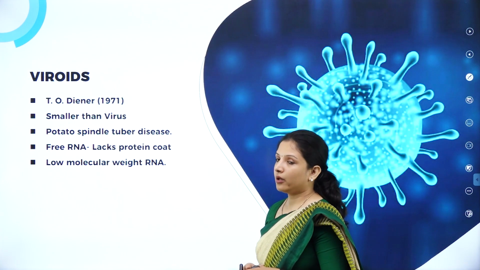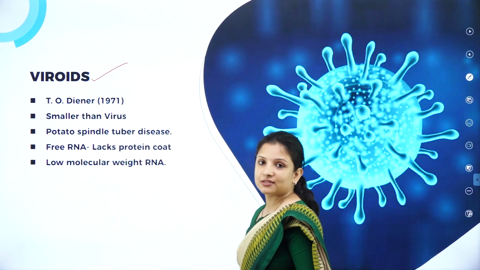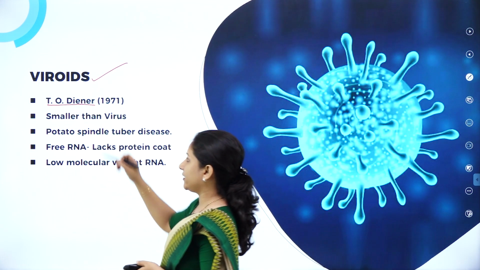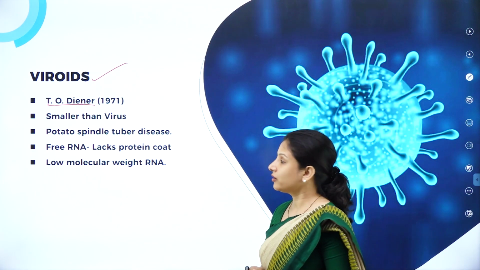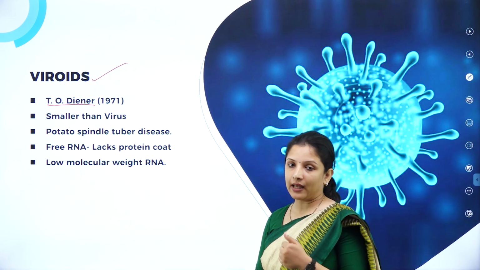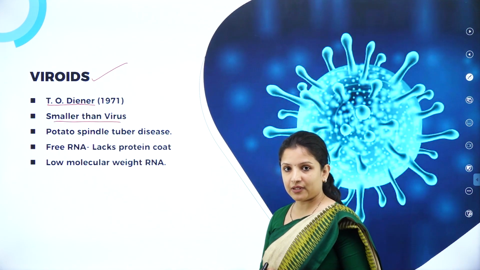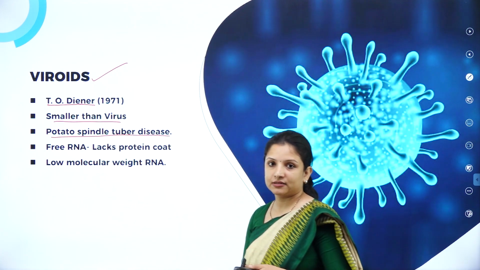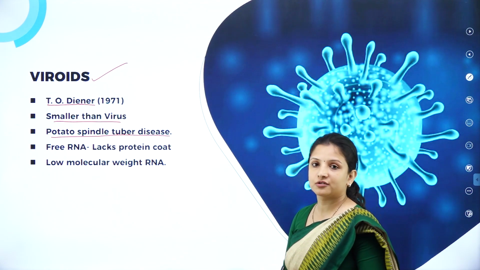Next, let's talk about one more organism, that is viroids. Viroids were discovered in the year 1971 by a scientist named T.O. Diener. When you look at the size, viruses are bigger than viroids. So, viroids are smaller than viruses, and they also cause disease in plants. That is, they cause potato spindle tuber disease in plants. And they cause hepatitis D in humans.